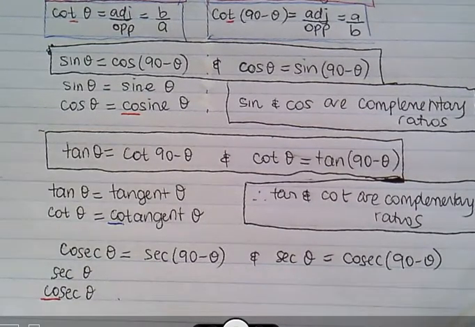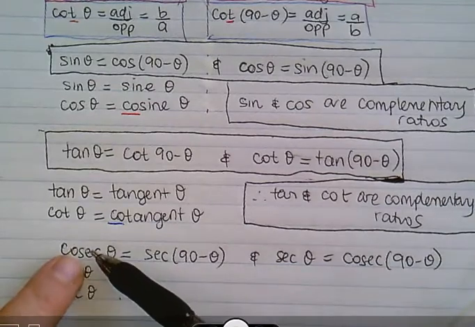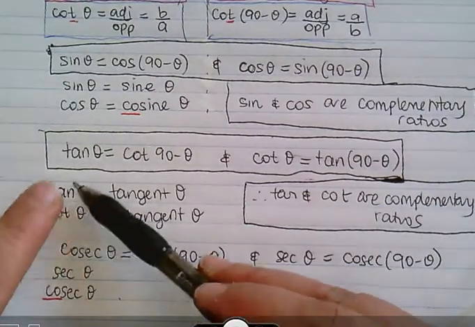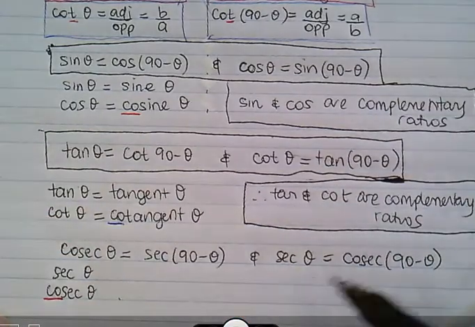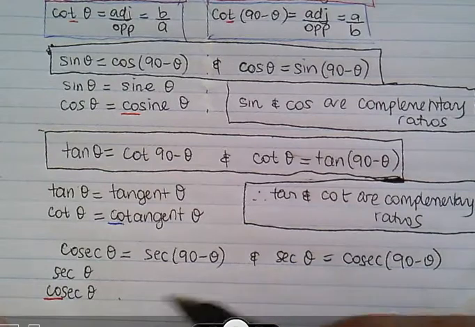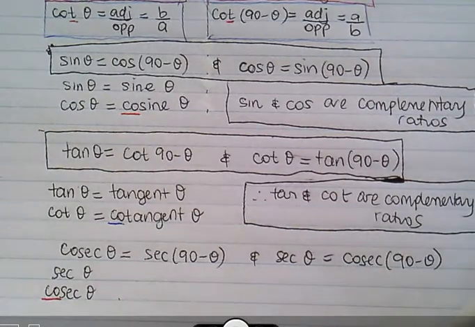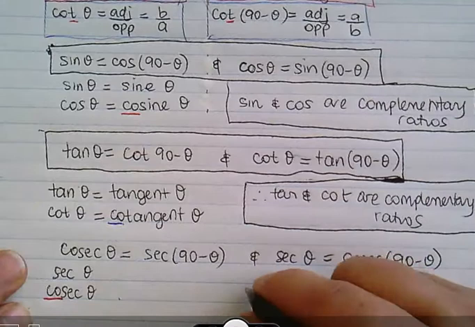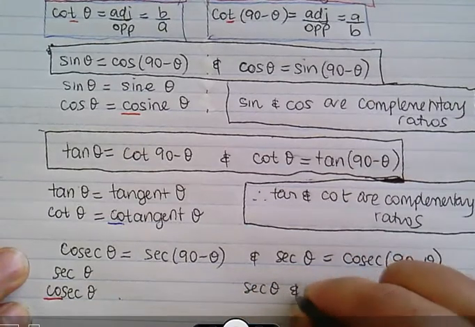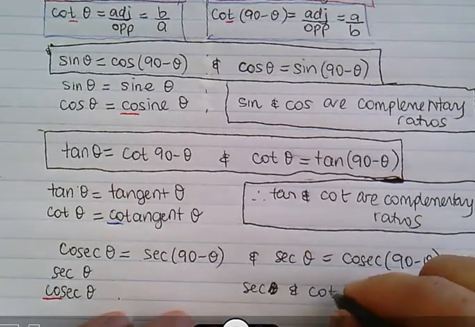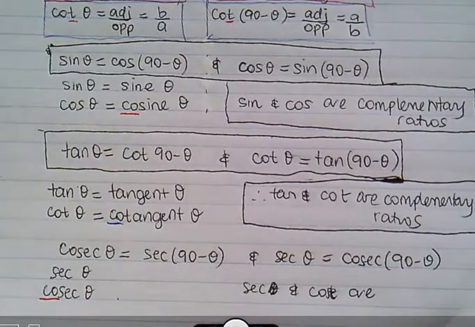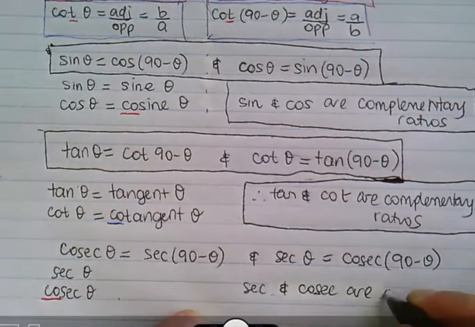But please don't get them mixed up with inverse or reciprocal ratios, because the same ones don't go together. Cosec's reciprocal is sine. Cot's reciprocal is tan, that one works, but sec's reciprocal is cos. It's not cosec. All right, so reciprocal is different to complementary. So that means that sec and cosec are complementary ratios.